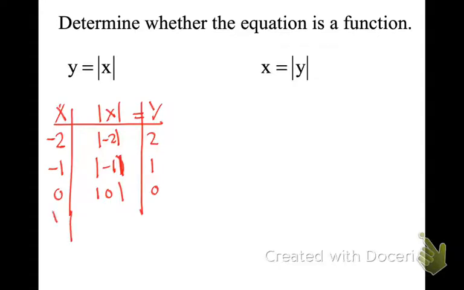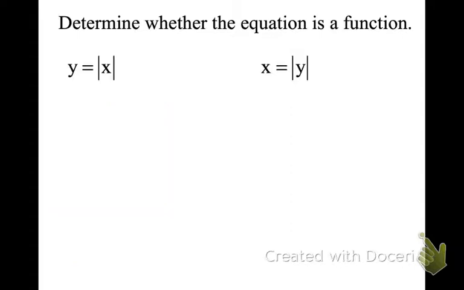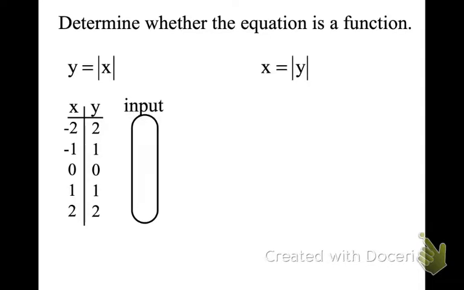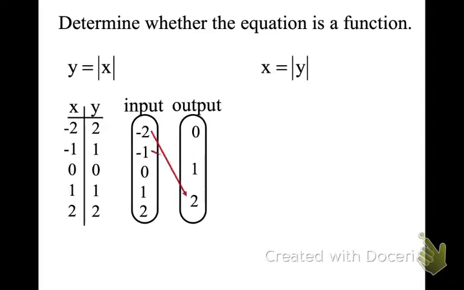We can take 1. The absolute value of 1 is 1. The absolute value of 2 is 2. And you can see here that when we have absolute value, where x is the input and y is the output, there are no repeated values. If we look at it on our map, you can see there are not two lines that come out of the inputs.